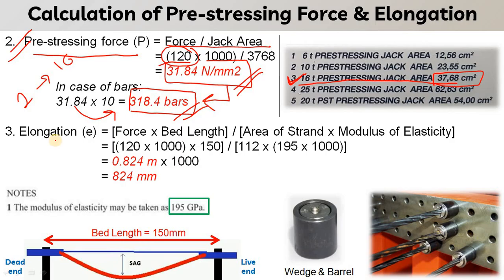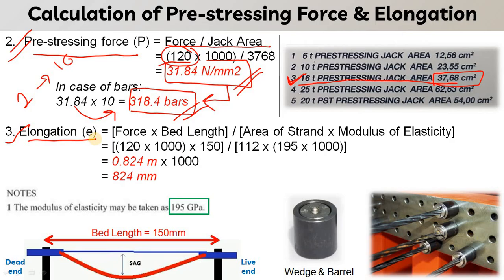Now let us come to step number 3, which is very important, which is known as the elongation, that is denoted by small e. As we have already seen in our earlier slide, elongation is the change in length after the application of the pre-stressing force. So what is the formula? Elongation e is equals to force into bed length divided by area of strand into modulus of elasticity.